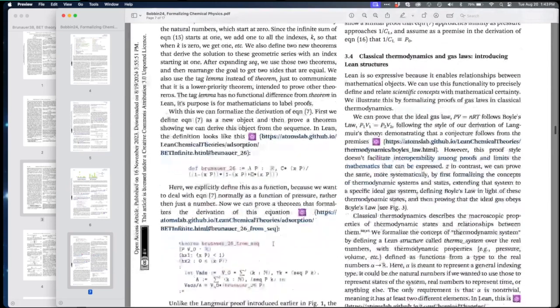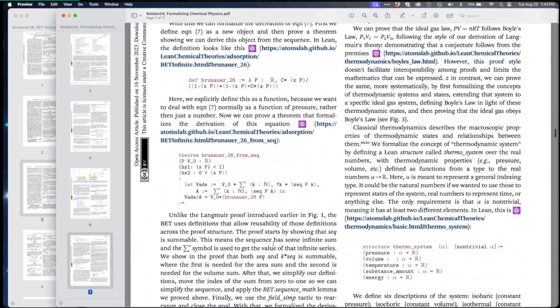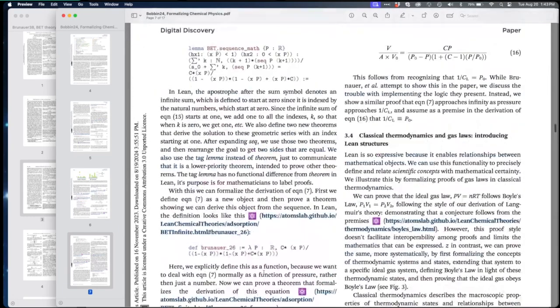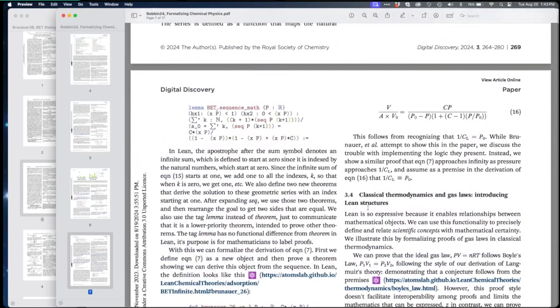And the last part was unexpected. We were then trying to derive 28 from this paper using these equations about this. And our comment about this is another lesson we learned about formalization, okay? We ended up stating that this equation follows from an assumption that 1 over CL is equal to P0. That's not how they did it in their paper.